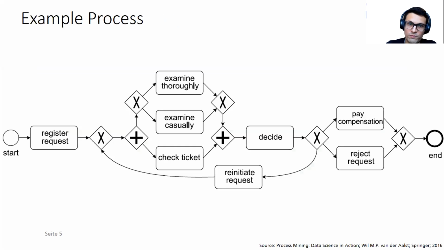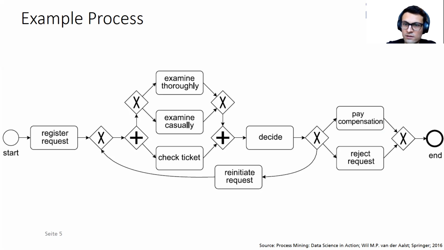And in the previous tutorial, we used data that was generated from a process that looks like this, which I will briefly describe again. We'll be using this as a running example throughout this tutorial series, where we first always have an activity that refers to registration of a request, after which there is a concurrent branch. On the one hand, a ticket check is being performed, and on the other hand, there's a choice between a thorough or a casual examination of the ticket, for which, in this case, a compensation request is being handled.